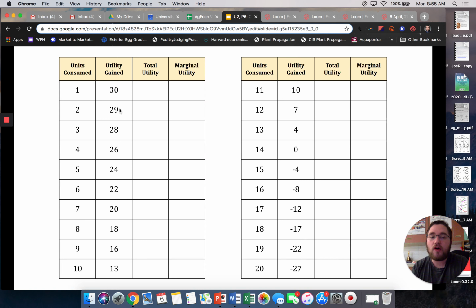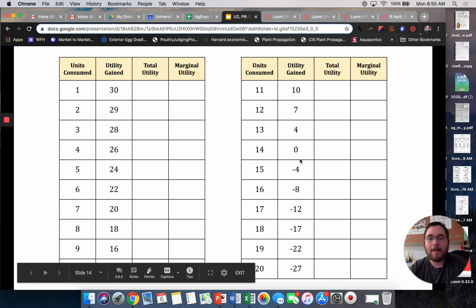But then the second one, I was still enjoying it, but I wasn't enjoying it as much. So I gained 30 utils, or units of satisfaction. Remember, that means utils. I gained 30 utils on that first one. On the second one, I gained 29. The third one, I gained 28. And then 26 on my fourth one, and so on and so forth.